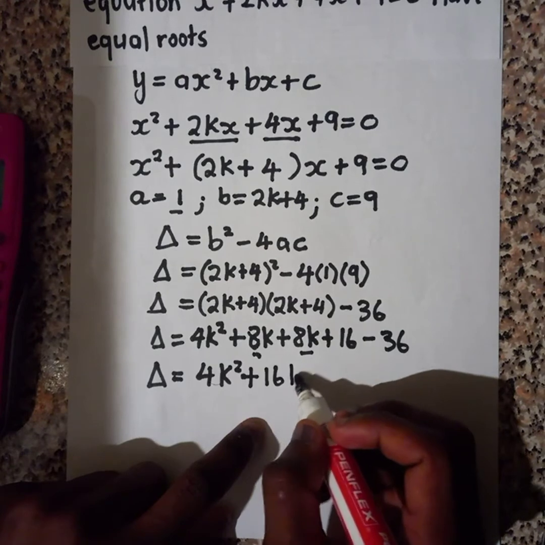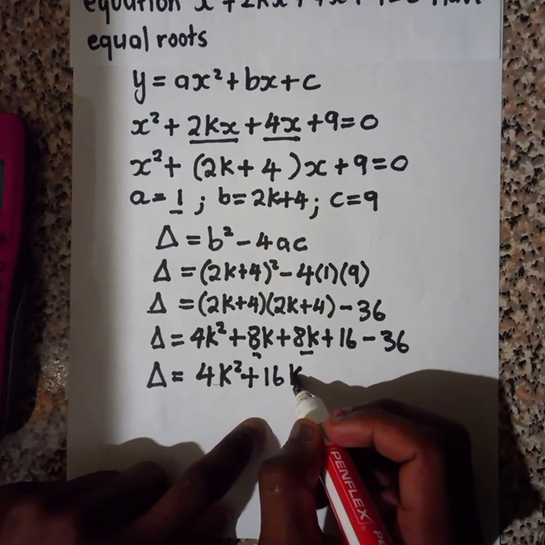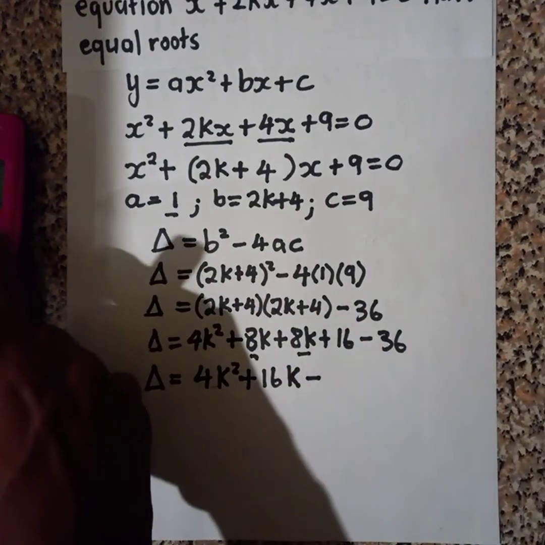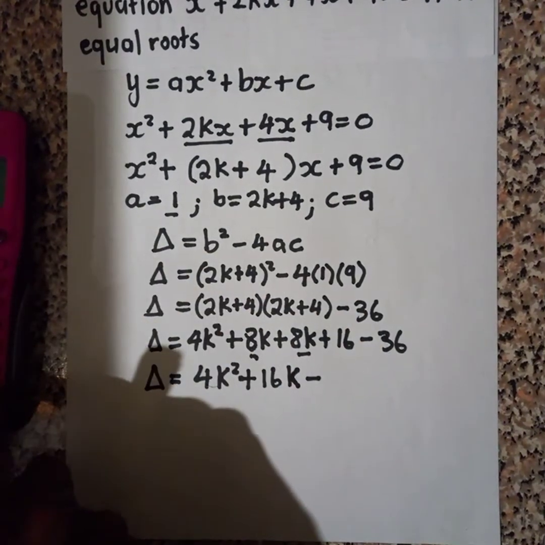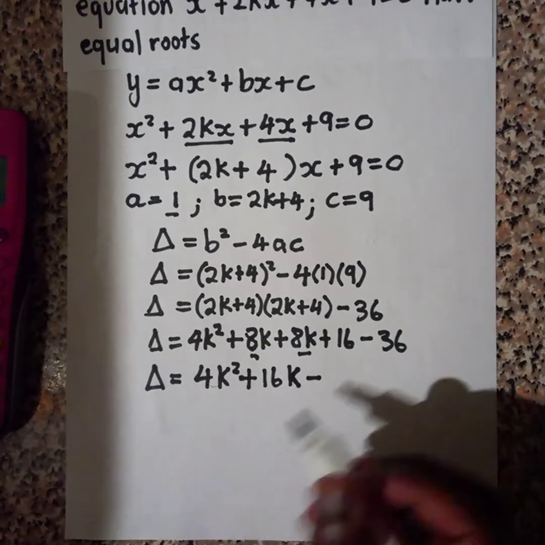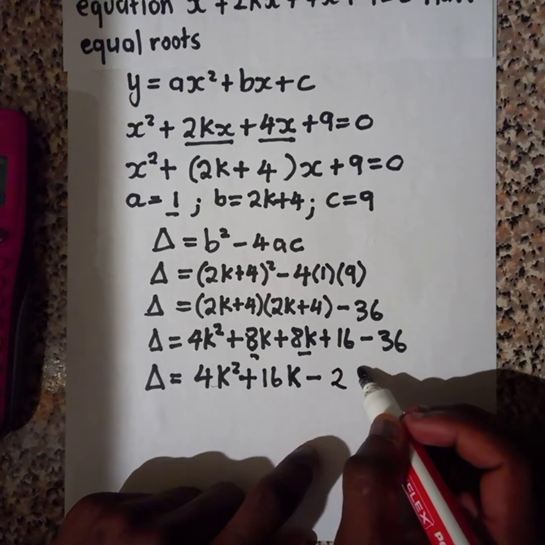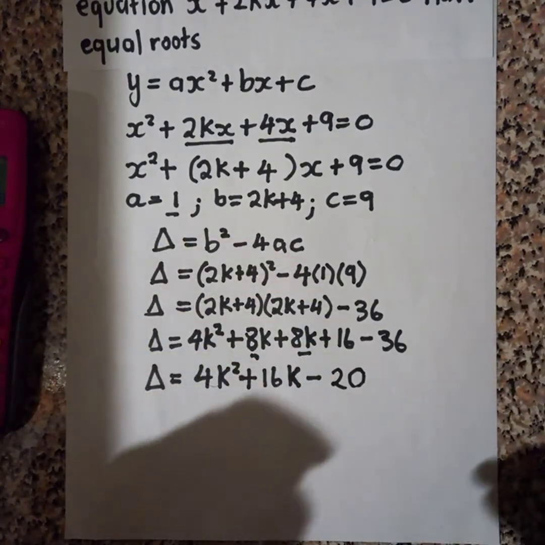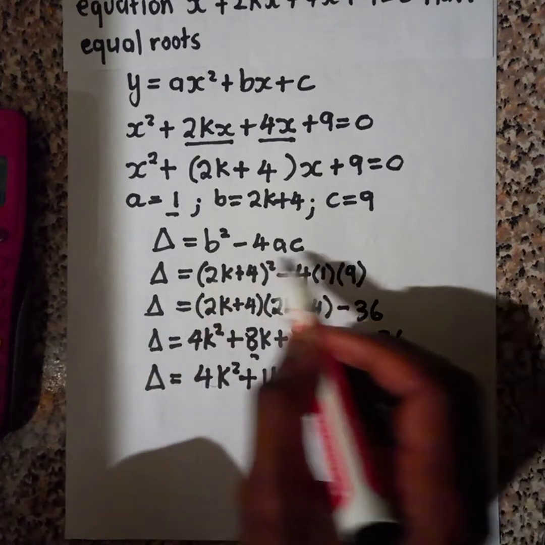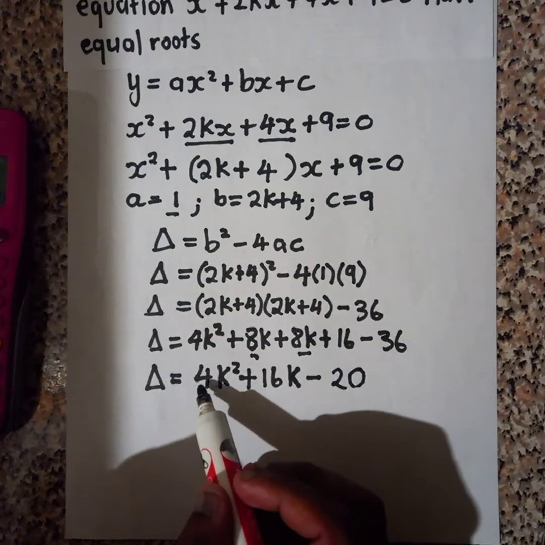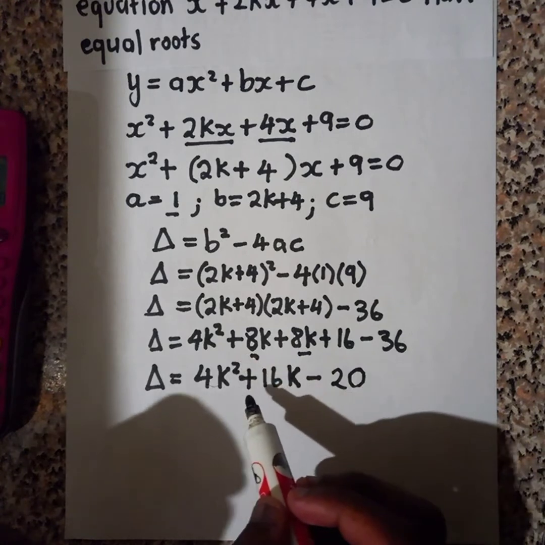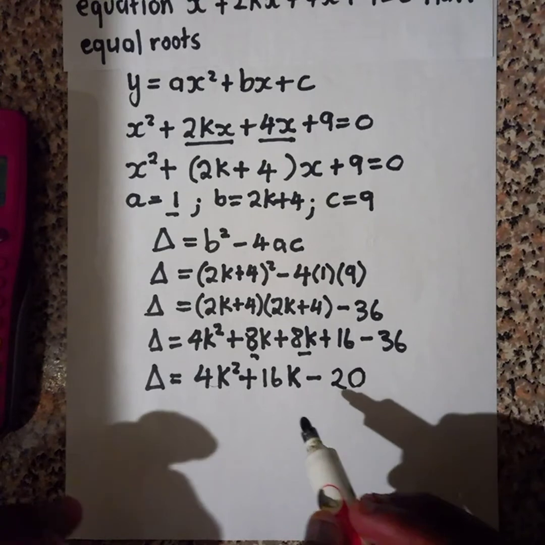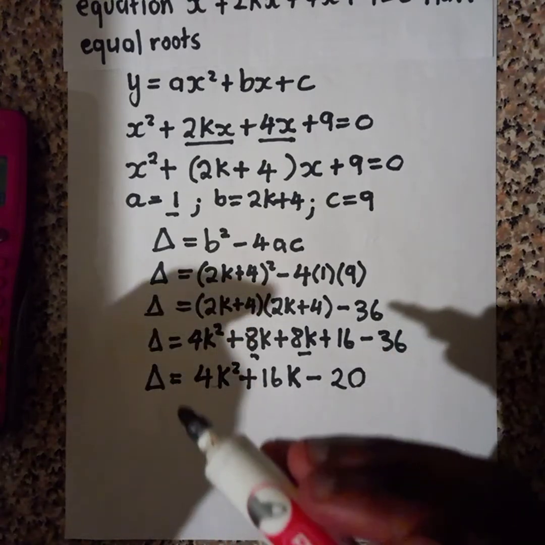16k minus, let us see, 16 minus 32. 16 minus 32 gets negative 20. Now we have managed to simplify this expression to get 4k squared plus 16k minus 20. At this point, we haven't yet answered our question.